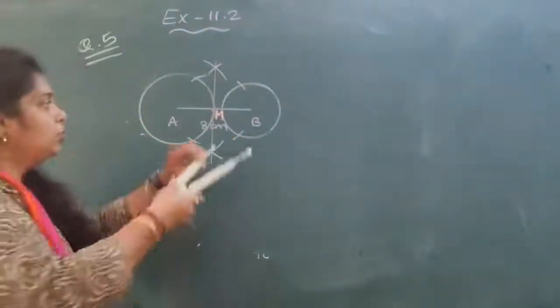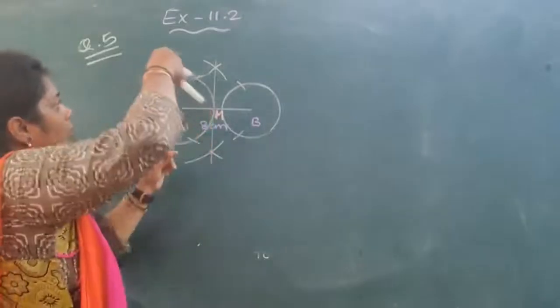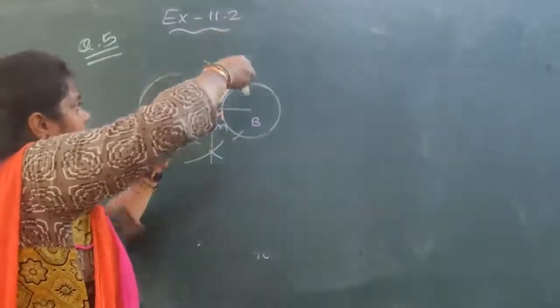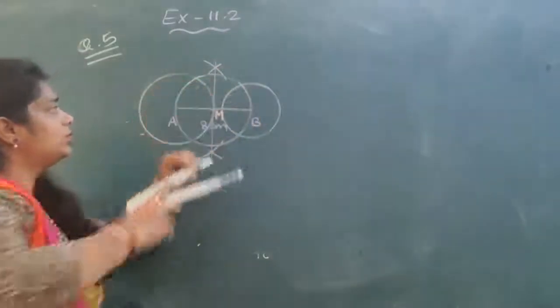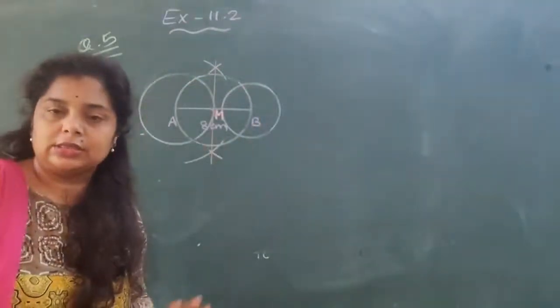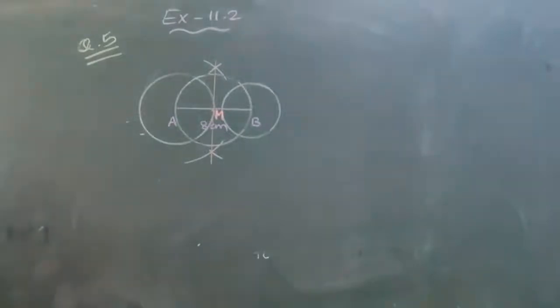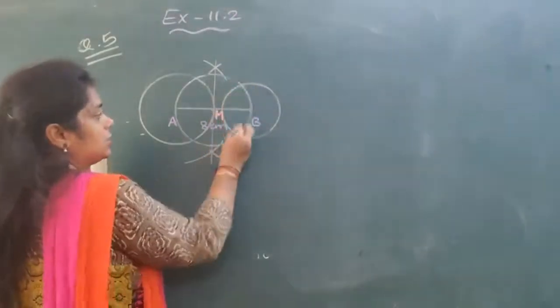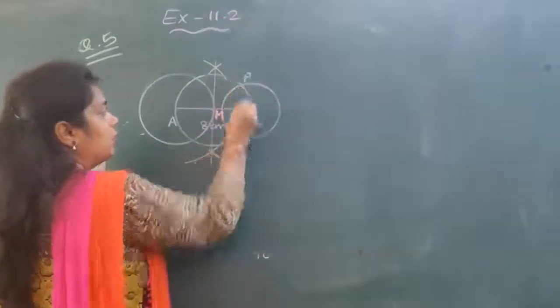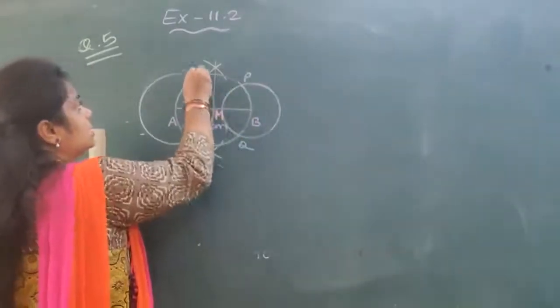Are you getting me? If you want to do a whole circle, you can do it like this. Okay, if you are comfortable with this, you can do like this. Is it clear? Now, what is the next step? The next step is, as these are the intersection points, first of all, give name P, Q and this is R, S.